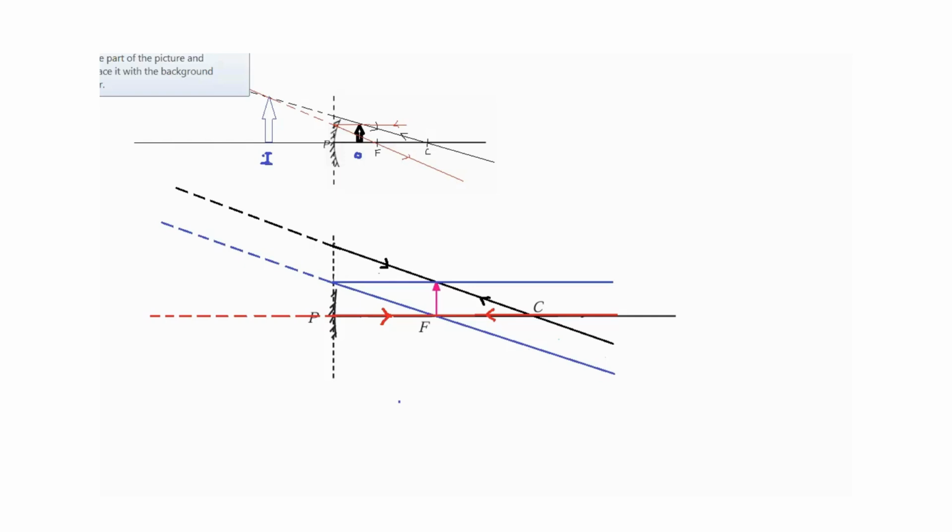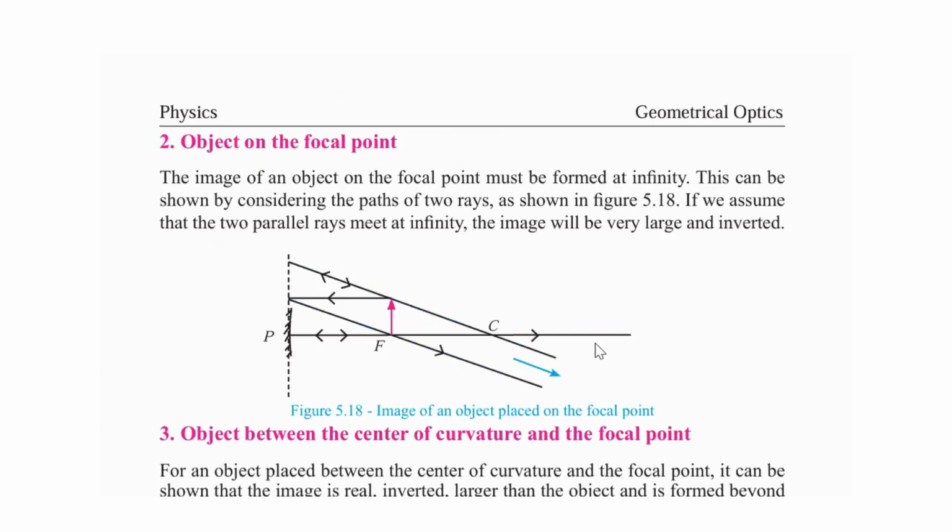You can't actually get an image. You can't see an image if the object is at the focal point. Does that make sense, son? Yes. Okay, right. So this is the second scenario. This is the first one: the object is between the focal and the pole. The second one is the object is on the focal. Right, let's go to the textbook. Here it is, object on the focal point.